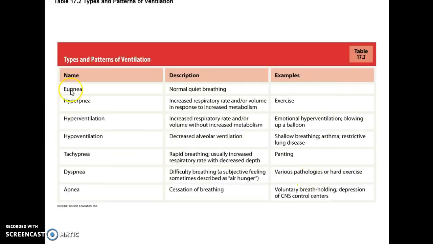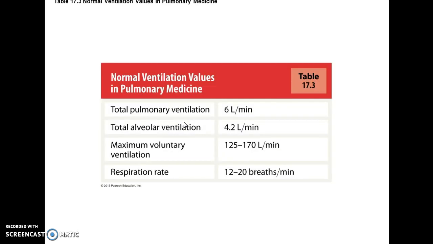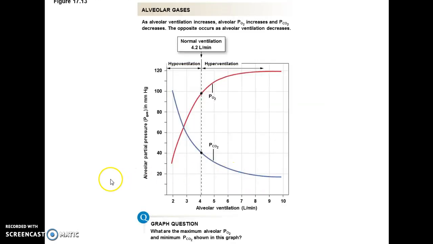Okay, so there you can see eupnea, hyperpnea, hyperventilation, tachypnea, dyspnea, difficulty breathing, apnea. These are some of the words that you want to know. Eupnea is normal breathing. Remember, eu is normal. So total pulmonary ventilation, total alveolar ventilation takes into account that anatomic dead space, maximum voluntary ventilation, and respiratory rate, about 12 to 18 or 20 breaths per minute.